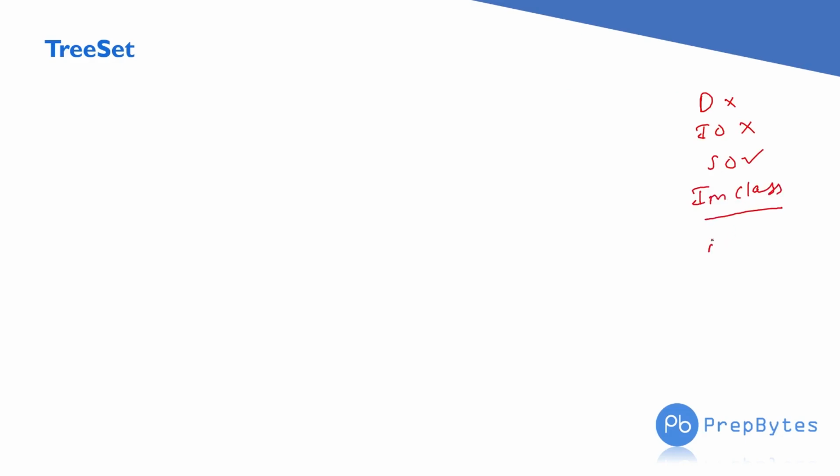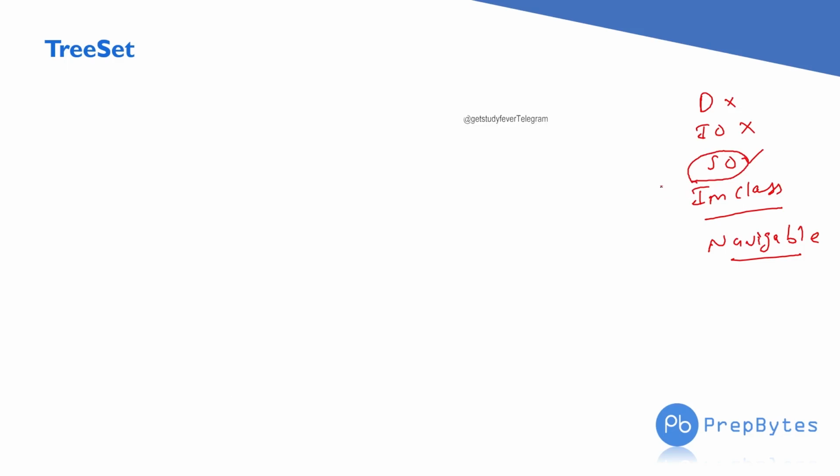Okay, in the middle we also have navigable set. We will learn navigable set after TreeSet. So now we will see TreeSet, that is the implementation class of sorted set. We have seen some methods of sorted set also. We will see these methods in TreeSet, because it implements those methods. So we will see them in action when we code.